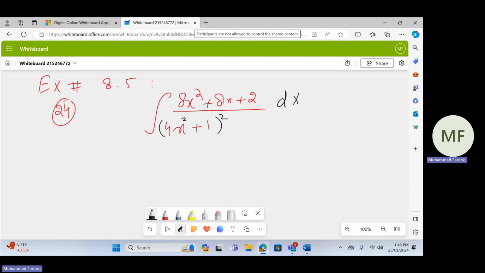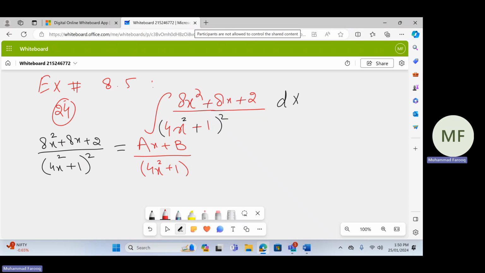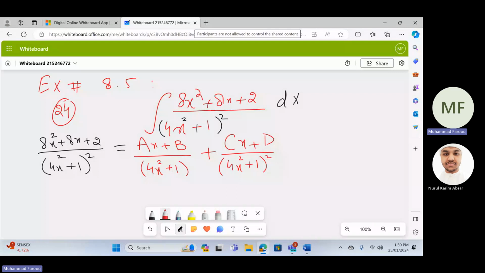So right now, the decomposition. We have 8x squared plus 8x plus 2 divided by (4x squared plus 1) squared. What is the decomposition? Ax plus b, because the factor is quadratic, two constants together, divided by the quadratic factor to the power 1. Next, Cx plus d divided by the second quadratic factor, to the power 2. This is the way to write the decomposition.